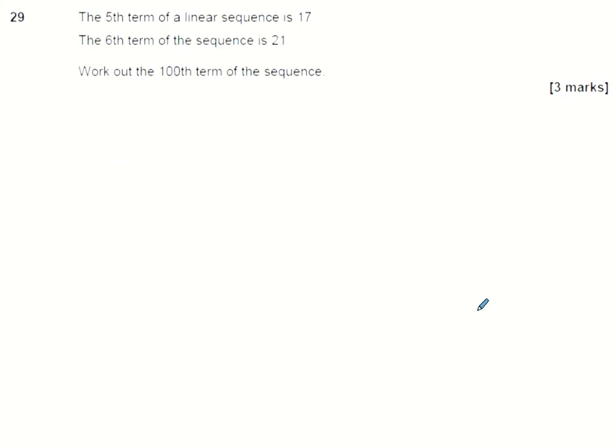Question 29. The fifth term of a linear sequence is 17. The sixth term is 21. Work out the 100th term. Well, we've got no idea what the first, second, third or fourth terms are, but we know that the fifth term is 17 and the sixth term is 21.